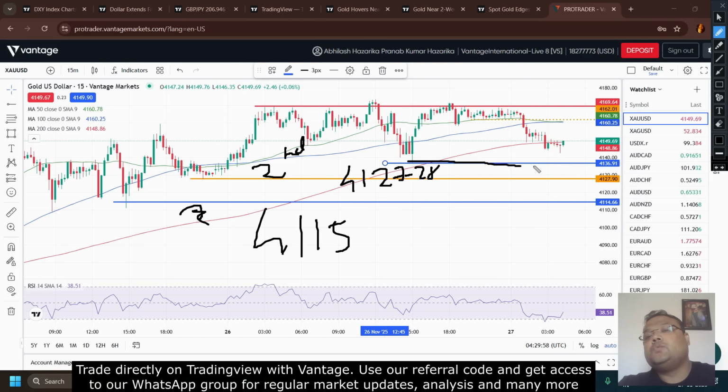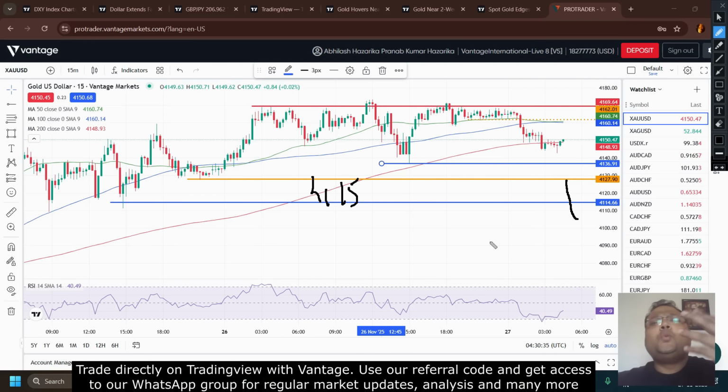For example, we just said that we have a support around 4115. Maybe you will see that after hitting 4110, the market is coming up again. If it does, then you can look for a buy at 4115. Means after some stop loss hunting, gold is coming up again.